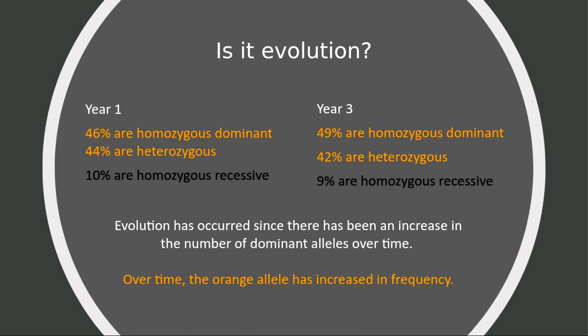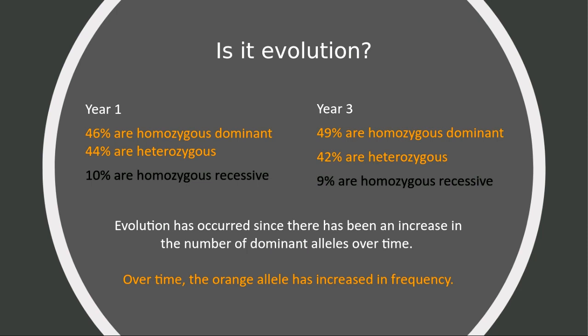And we can say that yes, indeed, evolution has occurred, because over this 3-year period, there has been an increase in the number of dominant alleles over time. Over time, the orange allele has increased in frequency. And it's interesting to compare and contrast, so that percentage-wise, there's a greater percentage of the homozygous dominant, 49%, but the frequency of heterozygous birds has decreased in year 3 from year 1.